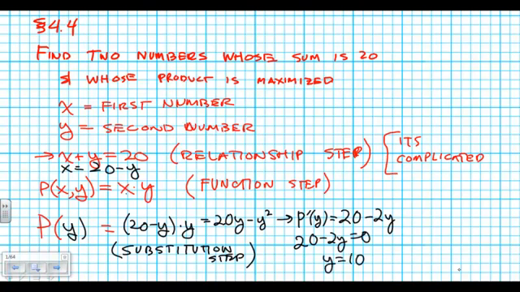And then you plug that. If I look at P prime, and I put 10 here, P prime, when y is less than 10, is positive. P prime when y is greater than 10 is negative. That means P must have a local maximum at 10.